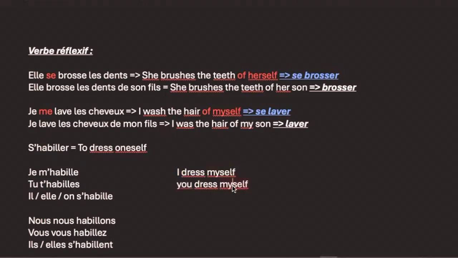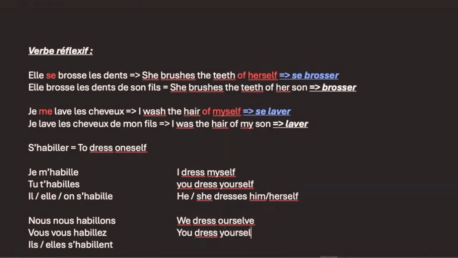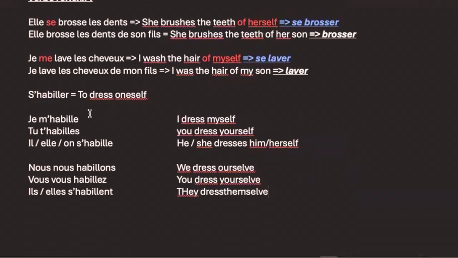You dress yourself. He, she dresses him, herself. Okay? We dress ourselves. You dress yourselves. And they dress themselves. D'accord? Okay? So here, my pronoun, it's going to be me, te, se, nous, vous, se.